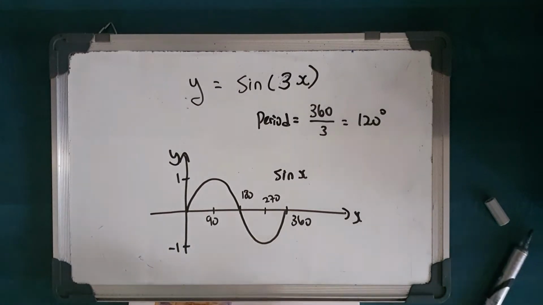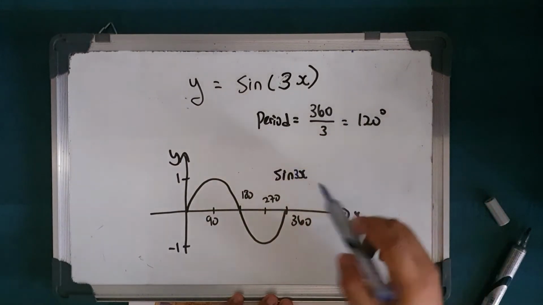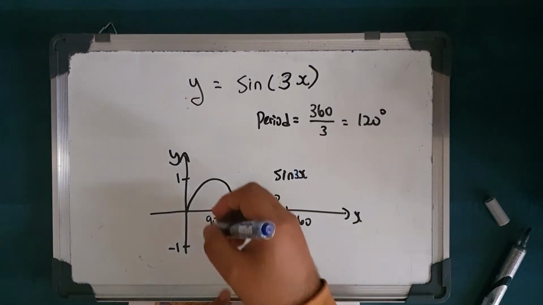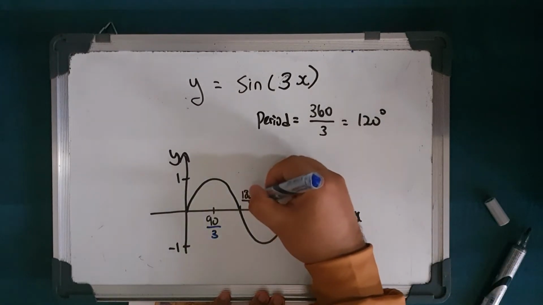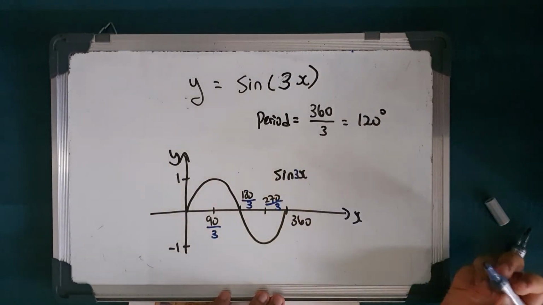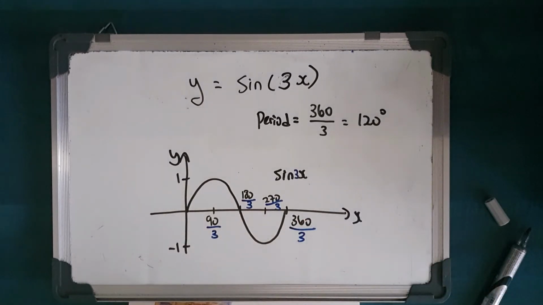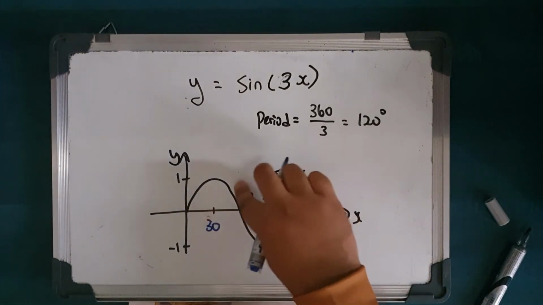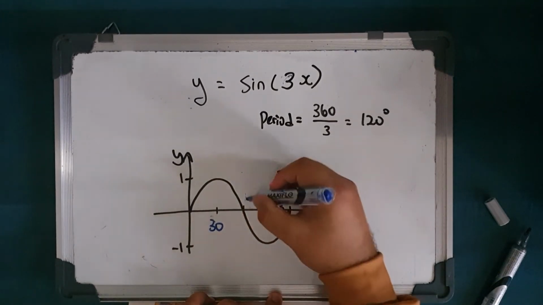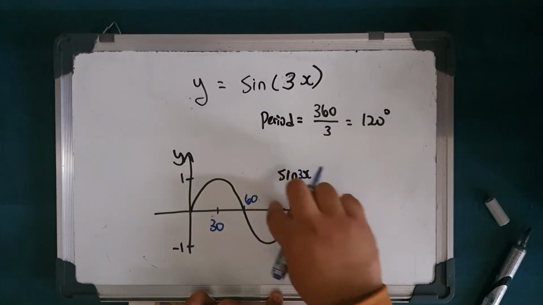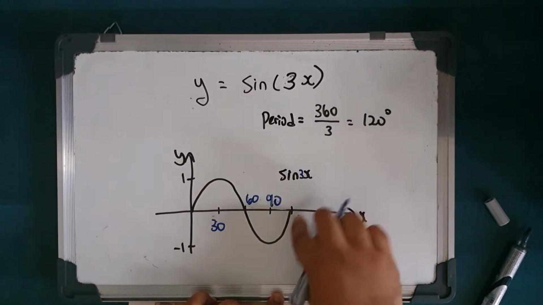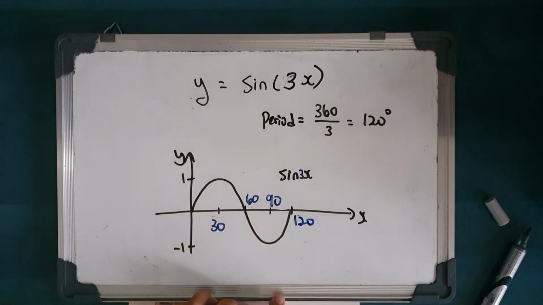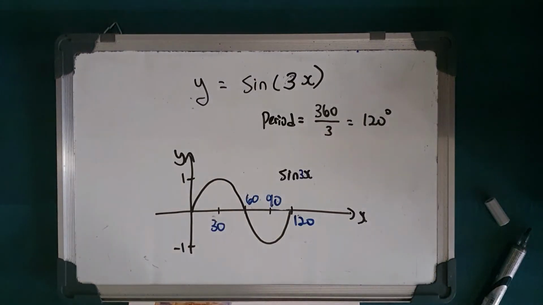Now, the effect of sine 3x, just like its effect on the period, all these angles will also divide by 3. So this 90 divide by 3, 180 divide by 3, 270 also divide by 3, and 360 divide by 3. So in fact, this has become 30 degrees. This has become 60. This has become 90. And this has become 120. Remember, period is the value of x where the curve repeats itself. So the curve repeats itself at 120 as shown here.